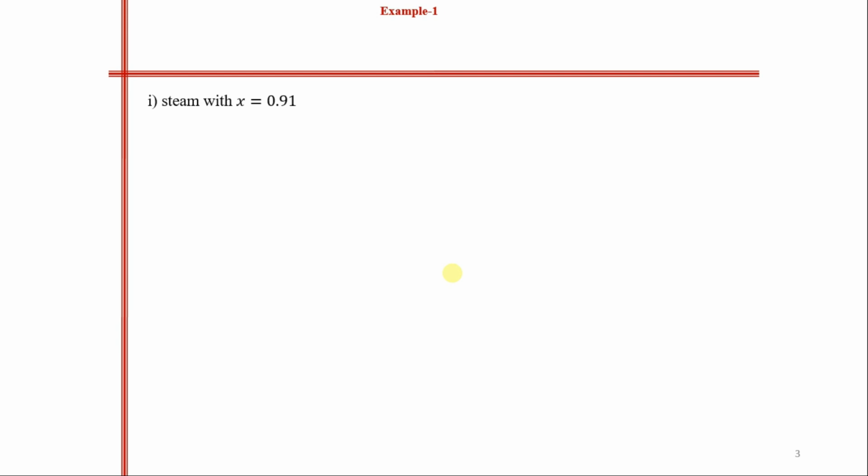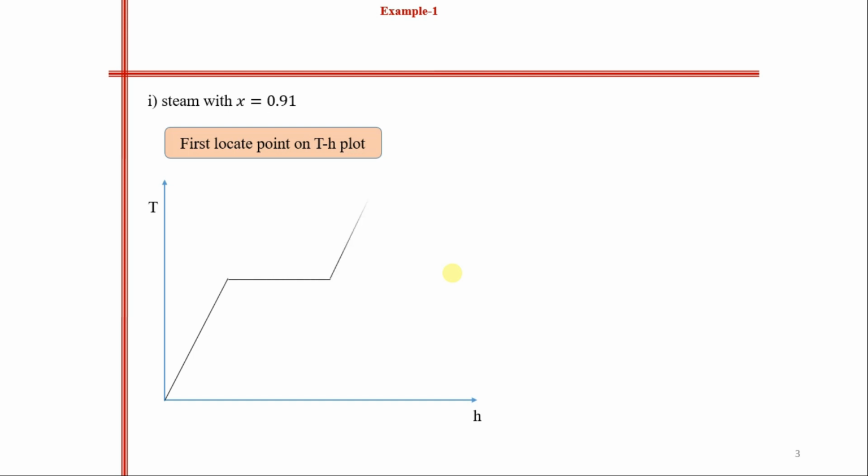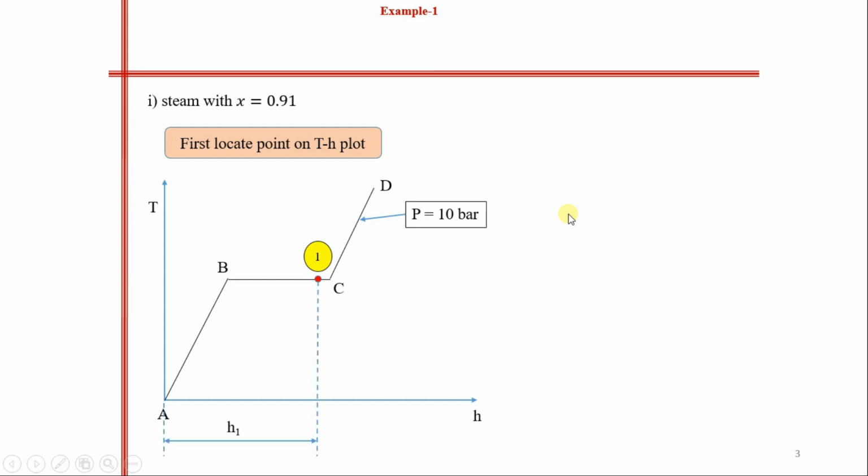So let's take the first case where steam has a dryness fraction of 0.91. First let's locate the point on the T-H plot. So let's plot the T-H plot for 10 bar pressure. Here it is given that our steam has dryness fraction 0.91, means our steam is wet. So it will be in this region between point B and C. We want to find enthalpy and internal energy for point number 1.